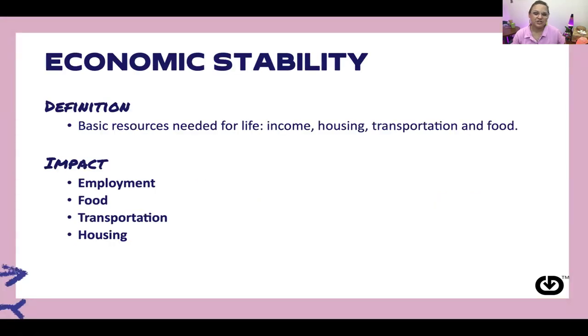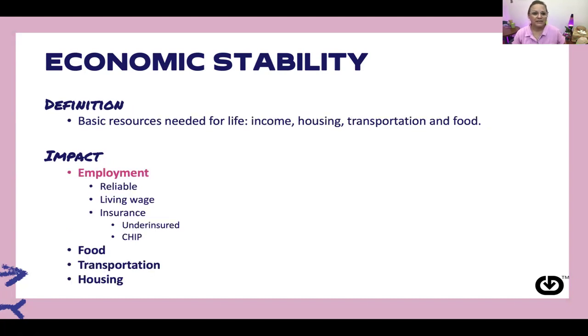The first social determinant of health is economic stability. In other words, does someone have the basic resources needed just for regular everyday life? Income, housing, transportation, and food. There are a number of factors that can impact economic stability, and these include things like employment, access to food, transportation, and housing. Let's talk about each of these impacts separately.